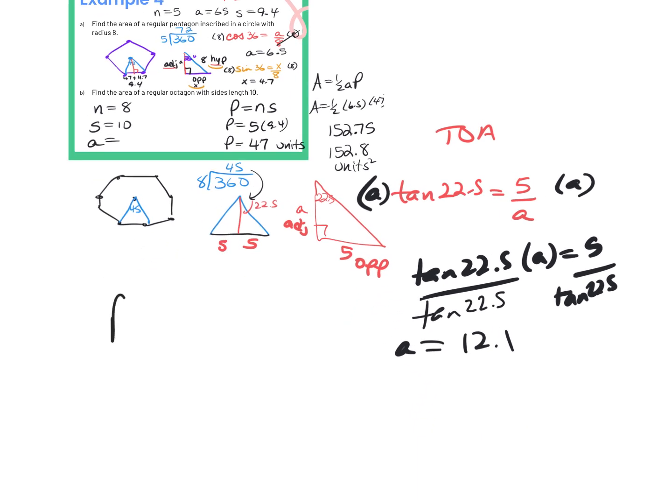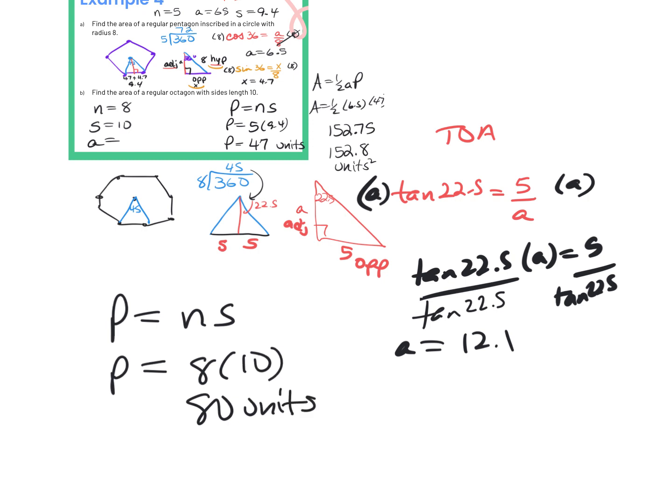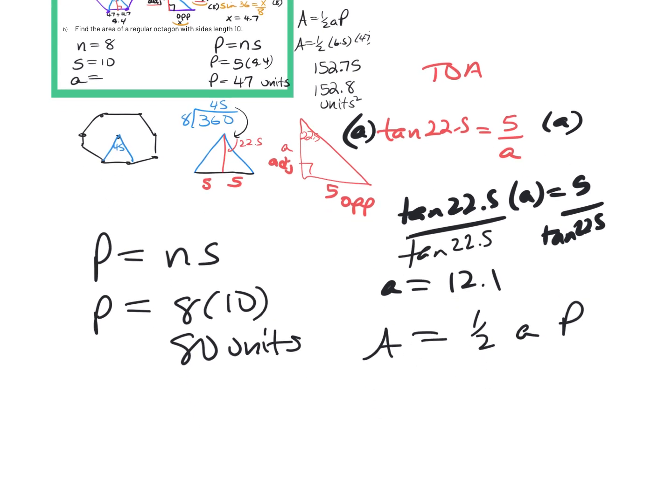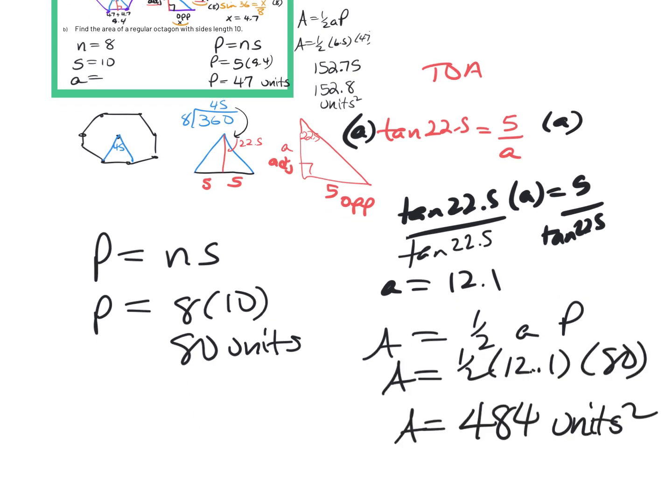So now perimeter, number of sides times the side length. It was an octagon, 8 times 10, and I get 80 units. And then area, 1/2 apothem times perimeter. To find the area, you're going to multiply 1/2 apothem times perimeter, and you get 484 units squared.